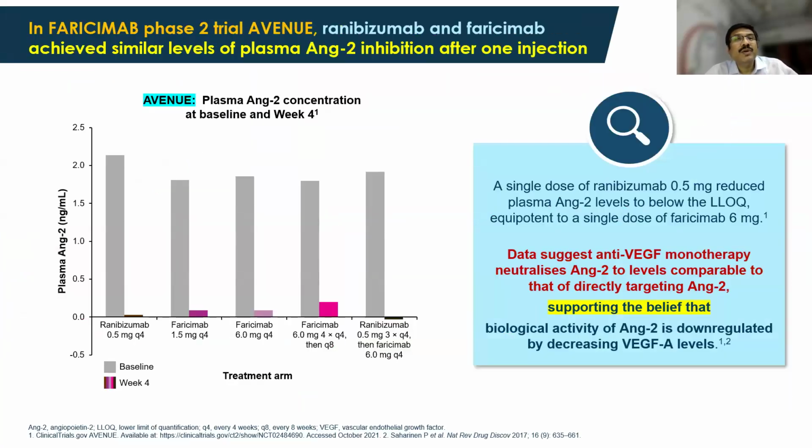In the faricimab phase 2 trial AVENUE, ranibizumab and faricimab achieved similar levels of plasma Ang2 inhibition after one injection. Data suggests that anti-VEGF monotherapy neutralizes Ang2 to levels comparable to that of directly targeting Ang2, supporting the belief that biological activity of Ang2 is downregulated by decreasing VEGF-A levels.